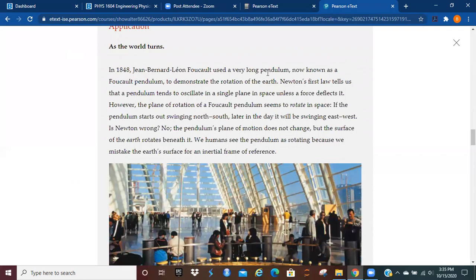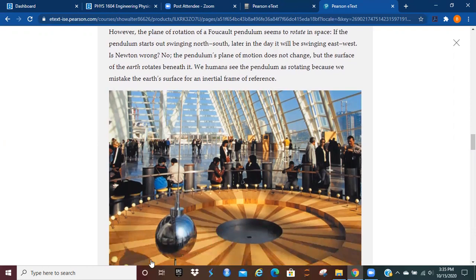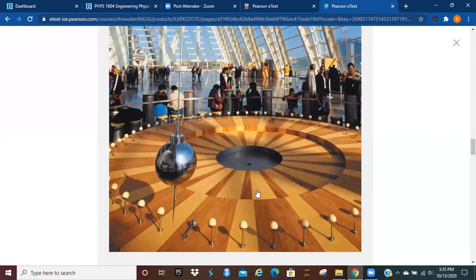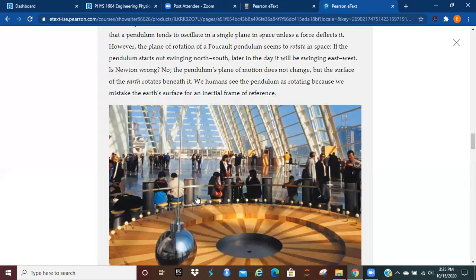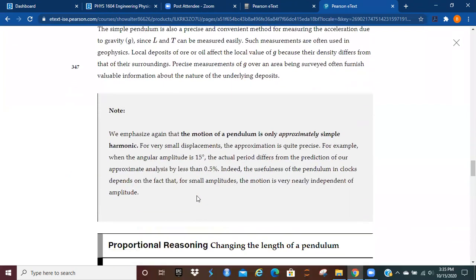If you've ever heard of a Foucault pendulum, it's a very, very long pendulum. The plane of oscillation of the Foucault pendulum does not change, but it's the earth around it that changes. If you've ever seen one of these in a museum, it goes and knocks over each one of these little setups in turn. It takes usually about 24 hours for the earth to rotate for the pendulum to knock them all down. It's kind of an interesting little exercise.